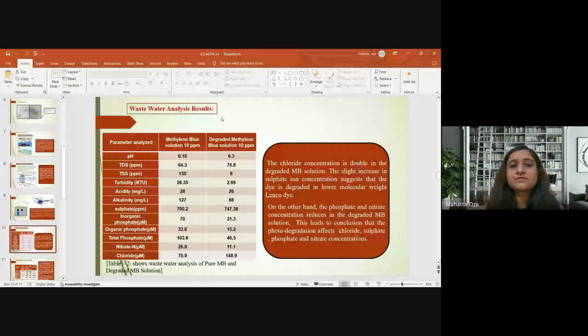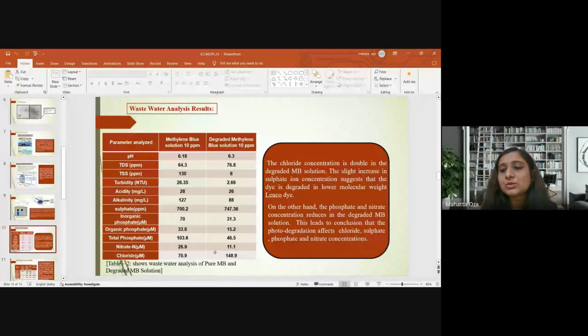Now, these are the wastewater analysis data. From these data, we observed that the chloride concentration is double in the degraded MB solution. A slight increase in sulfate concentration suggested that the dye is degraded into lower molecular weight compounds. On the other hand, phosphate and nitrate concentrations reduce in the degraded MB solution.